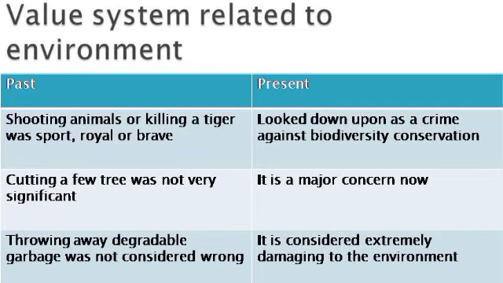Now, let's take a look at the value system related to environment in the past and today. In the past, shooting of animals or killing a tiger was considered a sport, or royal or brave. But today we know that this activity is looked down upon as a crime against biodiversity conservation. In the past, when you analyze literature, we find that the kings, the royal people, went for hunting, they killed tigers, they killed other animals. It was considered a brave act.